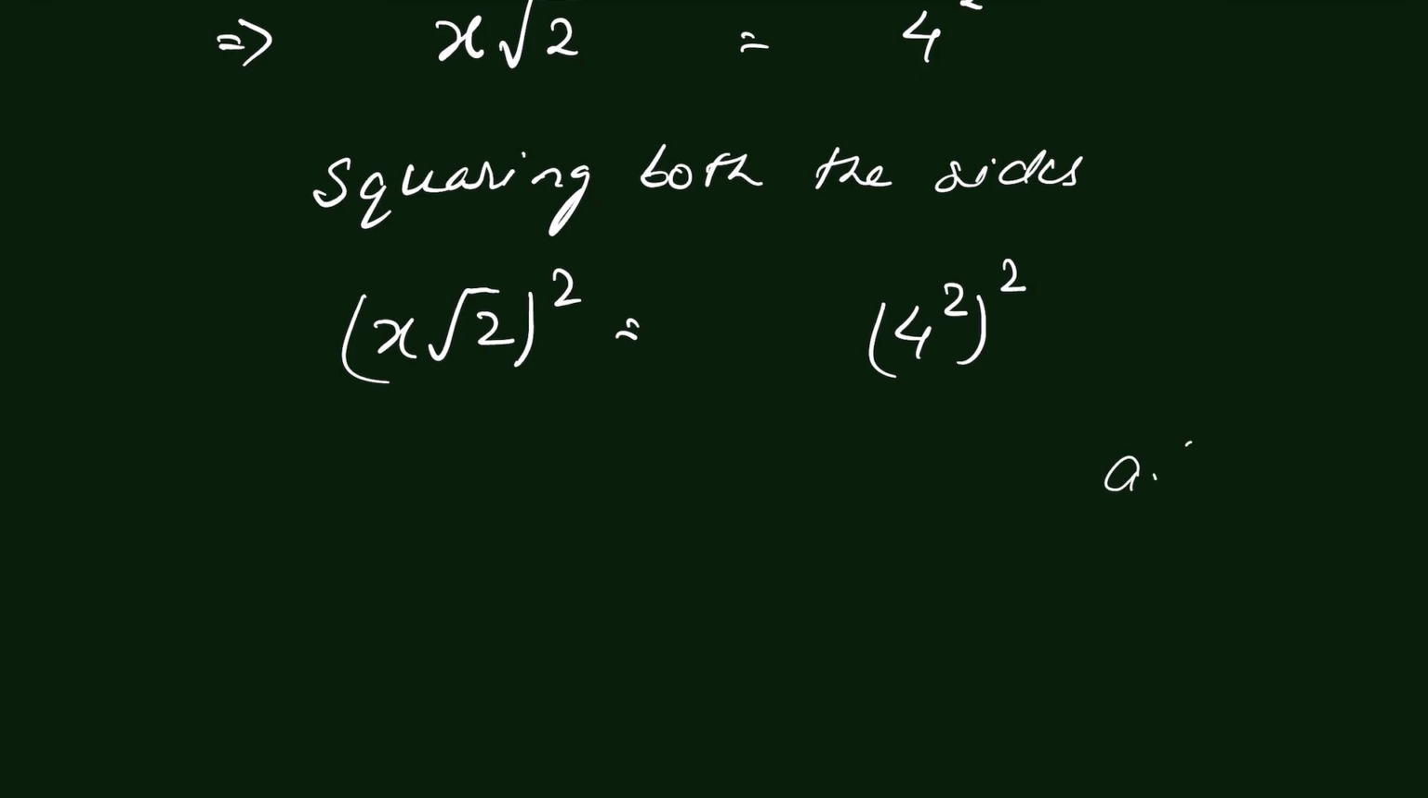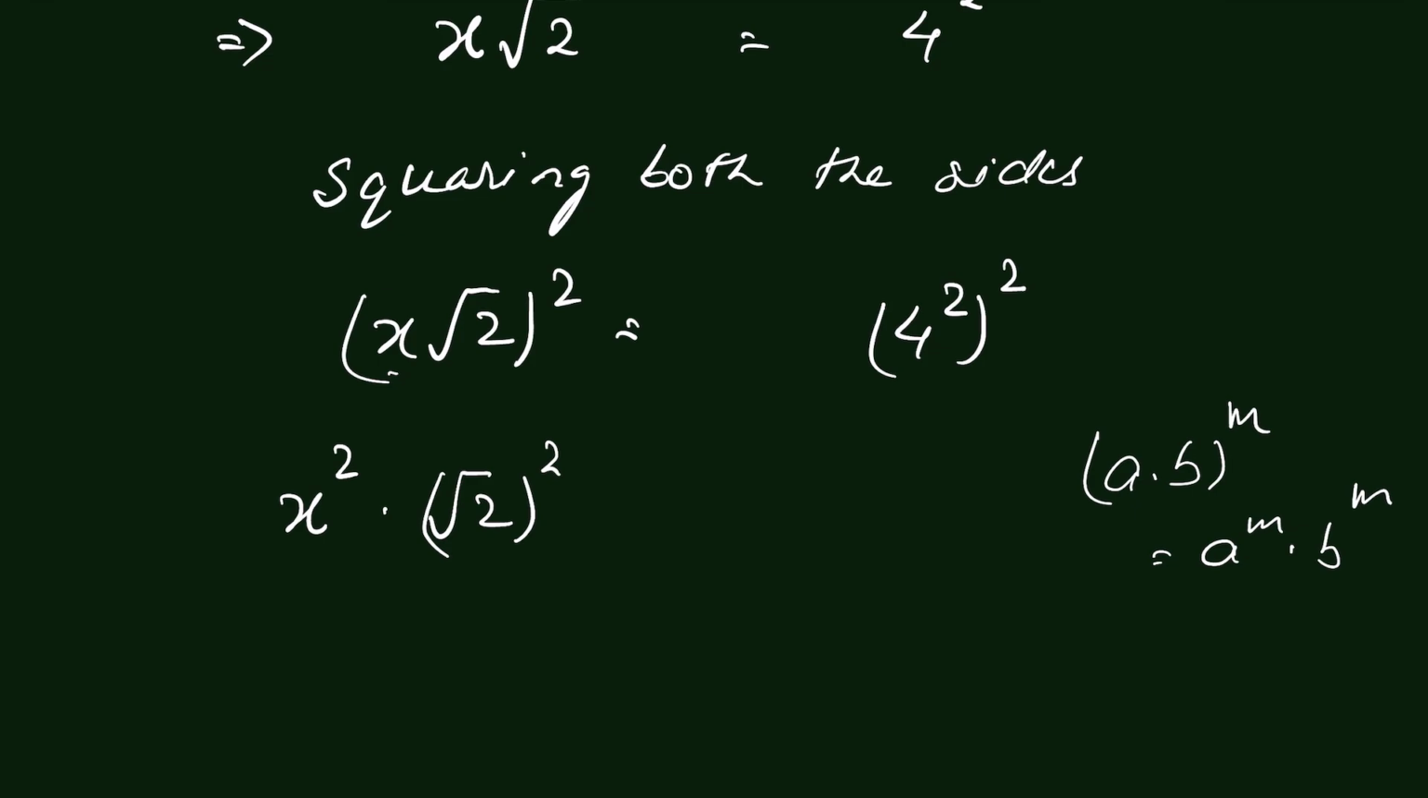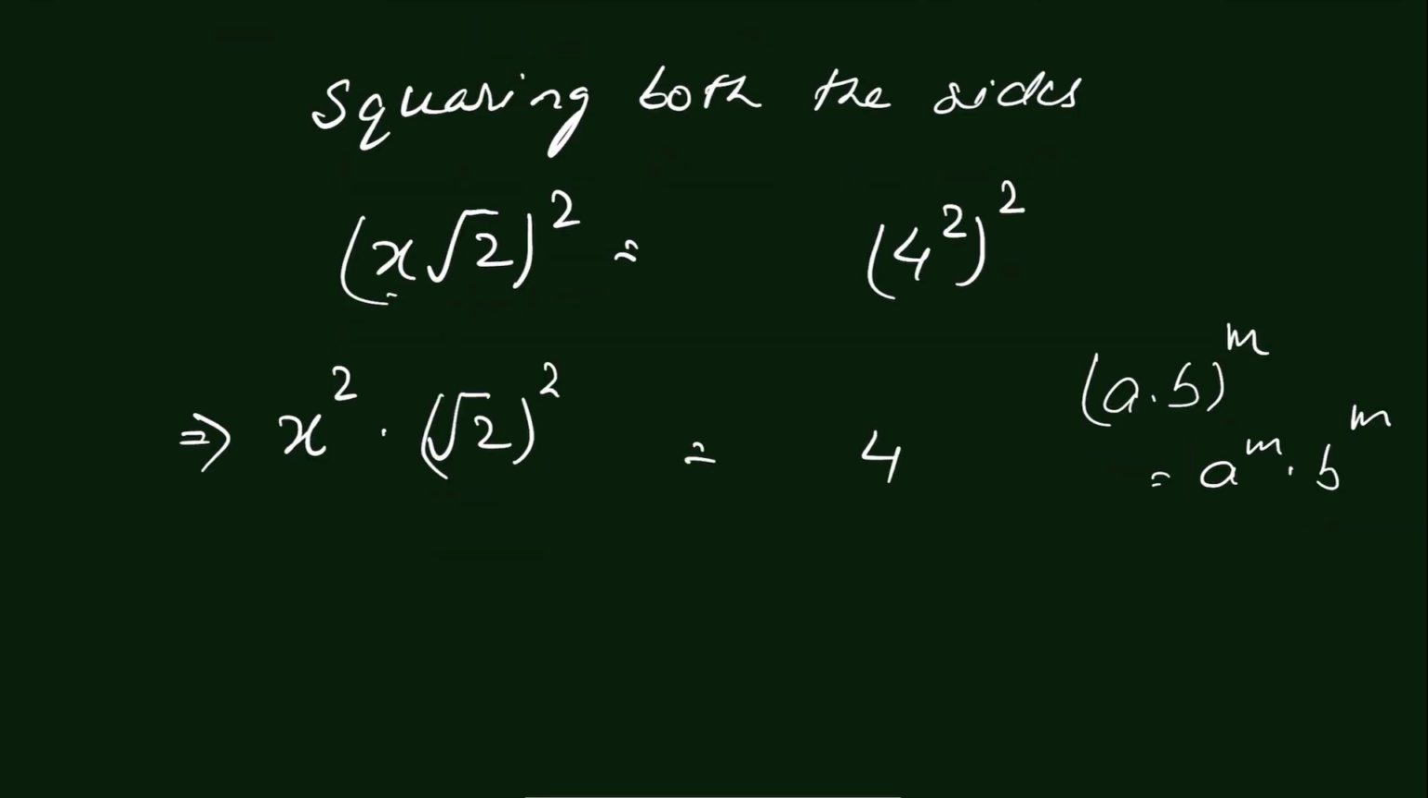Now when a times b whole raised to the power m, it is equal to a to the power m times b to the power m. Therefore, it will be x to the power 2 times square root of 2 to the power 2 is equal to 4 to the power 2 times 2 is 4. Now we know when a to the power m whole to the power n, it is equal to a to the power m times n. Therefore, it is 2 times 2, 4 in the exponent.